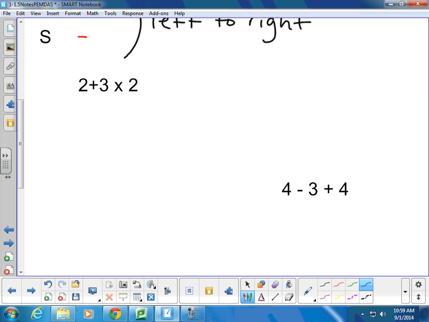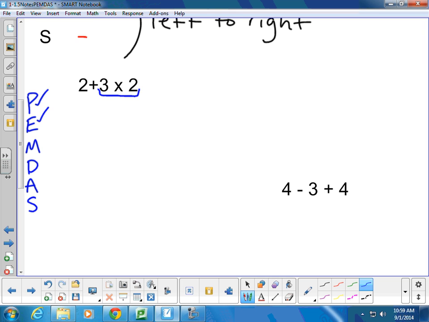If I'm kind of out of practice, I like to write that acronym on the side here. I like to write PEMDAS and use it as a checklist for when I'm solving. So I know that P stands for parentheses or groupings, and I look at 2 plus 3 times 2, and I don't see any parentheses, so I know that step's done. I don't see any exponents, so I know that step's done. I do see multiplication, so I'm going to solve that, and I'm going to leave the rest alone.